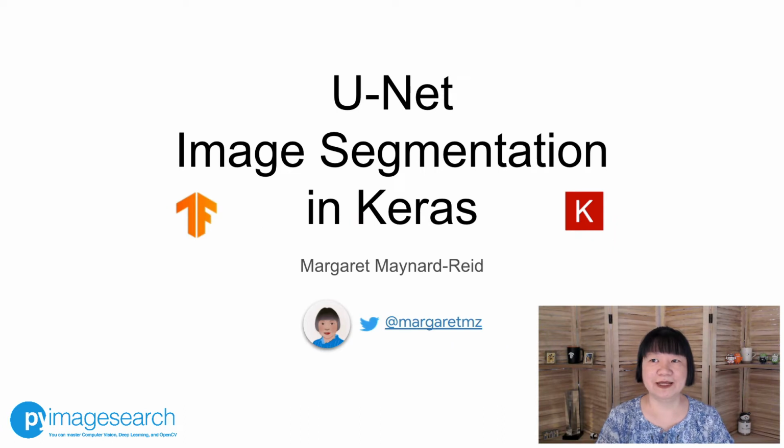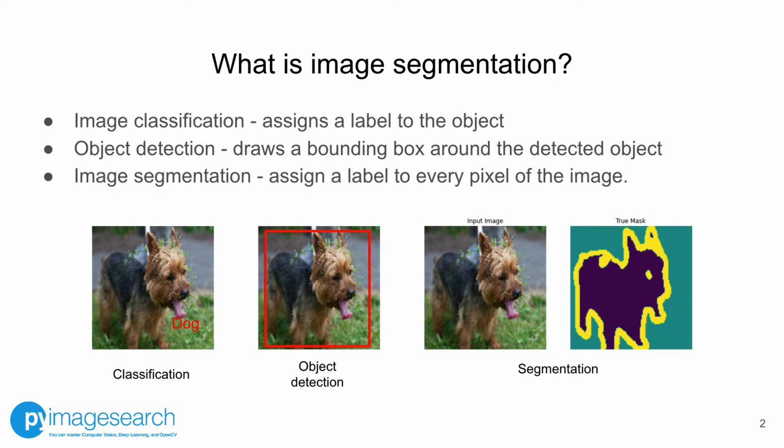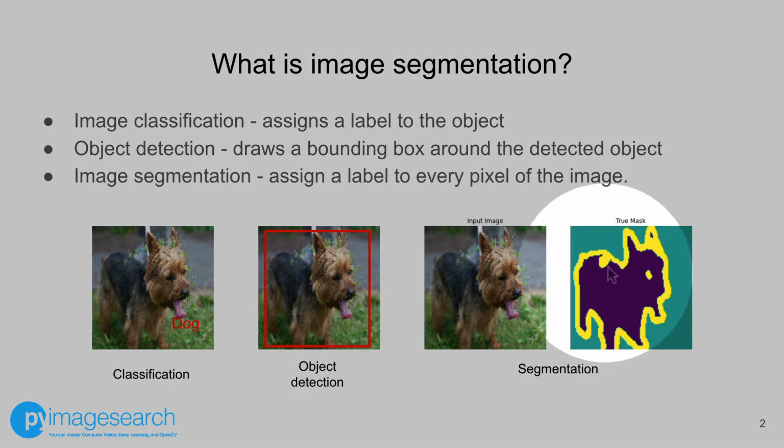Hello everyone. In this video, we will discuss how to use U-Net for image segmentation, and we will implement a U-Net with TensorFlow 2 and Keras. So what is image segmentation? Image segmentation is a computer vision task that segments an image into multiple areas. For example, the background, the foreground object, and the outline of the object.